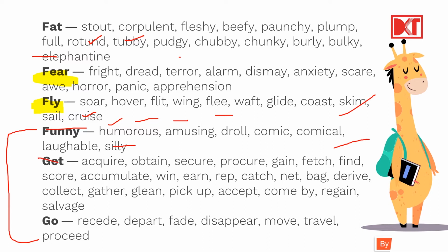Another verb which is get. So we have a few more synonymous verbs like acquire, obtain, secure, procure, gain, fetch, find, score, accumulate, win, earn, reap, catch, net, bag, derive, collect, gather, glean, pick up, accept, come by, regain, or salvage. Instead of go, what words can you use? Recede, depart, fade, disappear, move, travel, proceed.